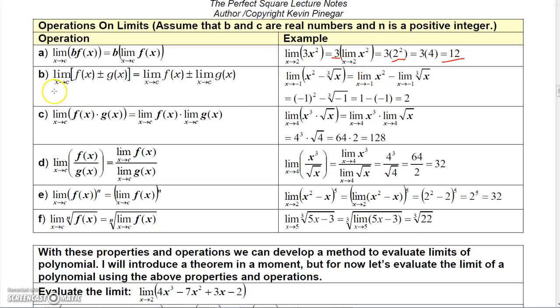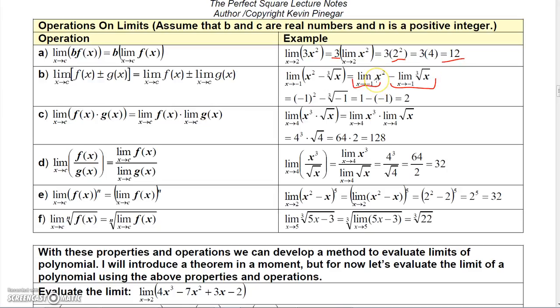Also, if you have the limit of f of x plus g of x as x approaches c, that's the same as the limit of f of x plus the limit of g of x. Or if you have the limit of f of x minus g of x as x approaches c, then that's the limit of f of x minus the limit of g of x. So let me just show you the difference one here. Let's say you wanted the limit of x squared minus the cube root of x. Well, we don't know how to evaluate this difference, but we do know how to evaluate each one separately. So let's write it as two limits. This would be the limit of the first function minus the limit of the second function.